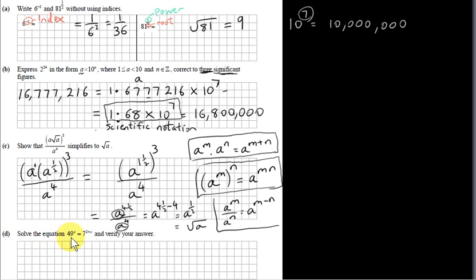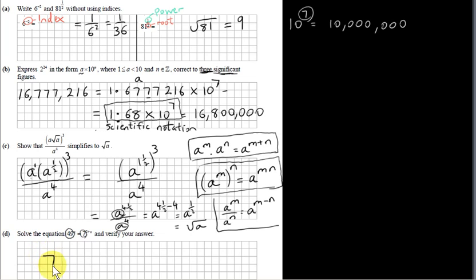Solve the equation 49 to the power of x equals 7 to the power of 2 plus x and verify your answer. In a previous video, which is in the algebra section, I explained how to solve equations involving powers. We basically look at the base numbers, which is 49 on the left hand side and 7 on the right hand side, and convert them to the same base. Now the easiest thing to do here is to convert 49 to base 7.